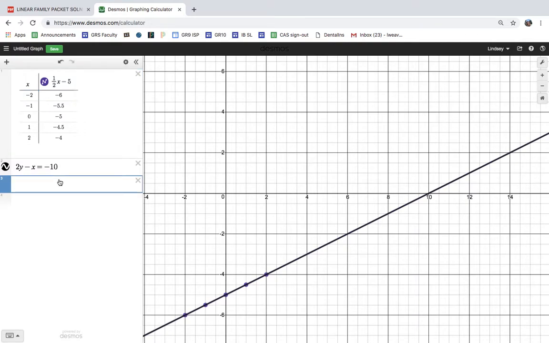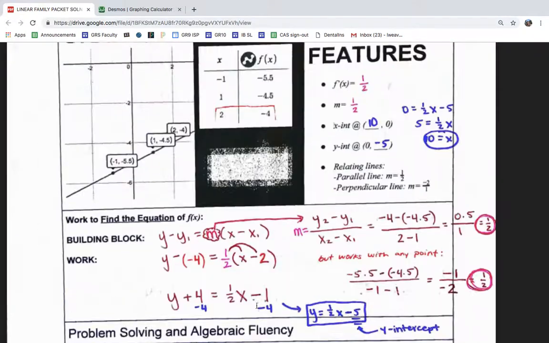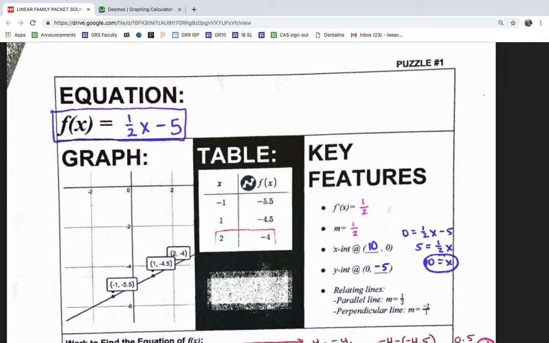So I'd have y equals negative 2x plus 2. And that does indeed look like a 90-degree angle. It looks like it's running perpendicular to that line. So I have verified that on Desmos. And that is how to complete your very first puzzle for the rest of the year.